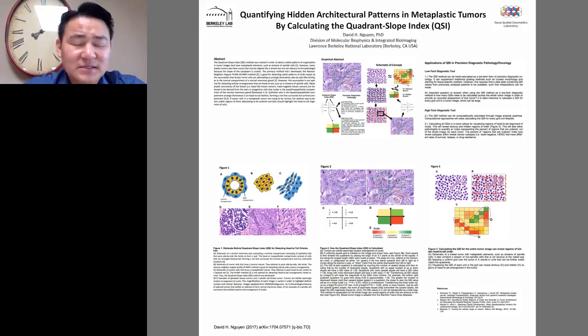So my project is about a new way of measuring order and disorder in tumors, and how this can be applied as a new diagnostic tool to improve precision medicine. To start, the architectural organization of cells inside a tumor is highly disorganized, such that most people would say that the arrangement of cells is random. However, there's a difference between randomness and disorder.